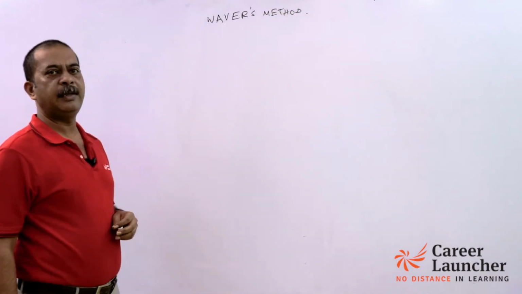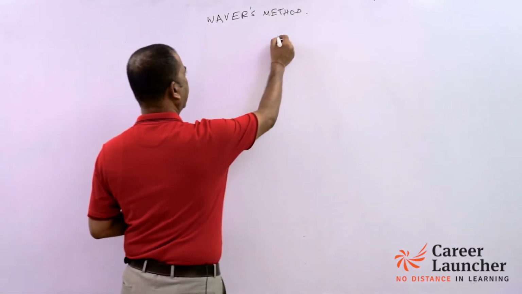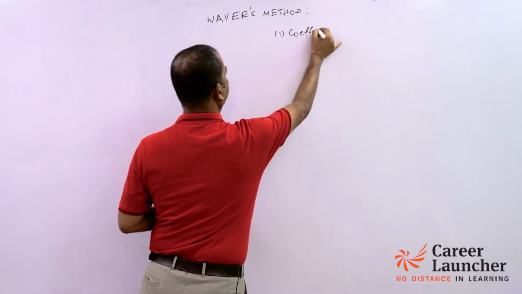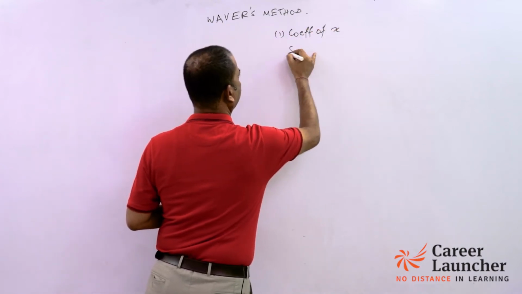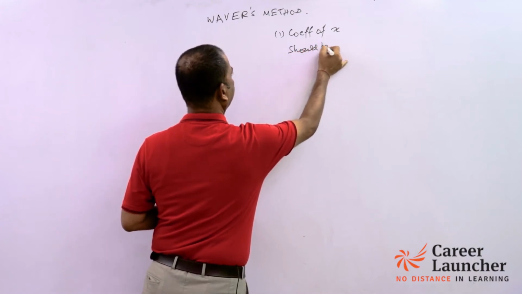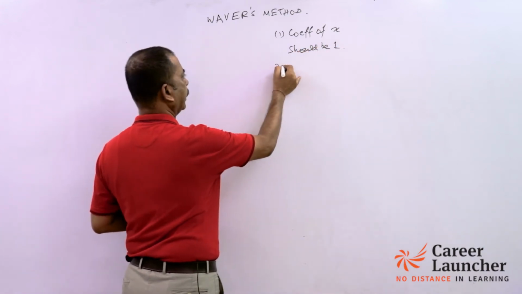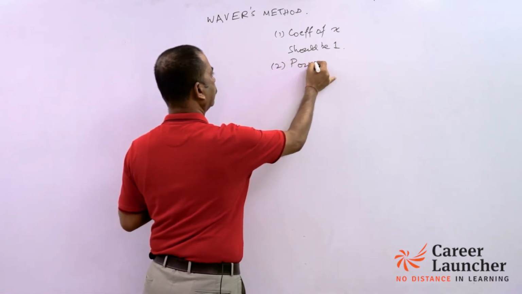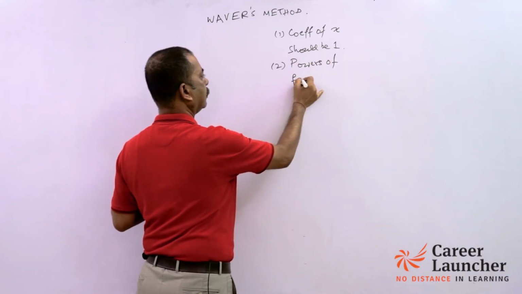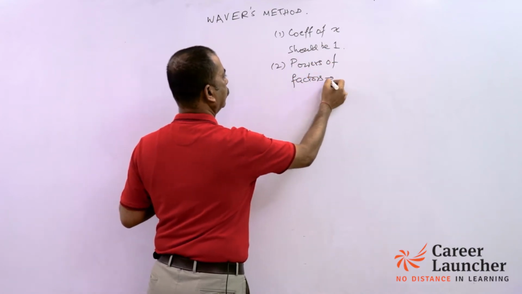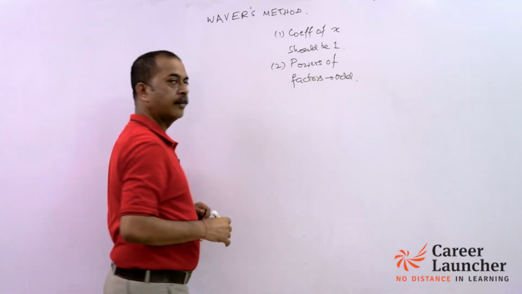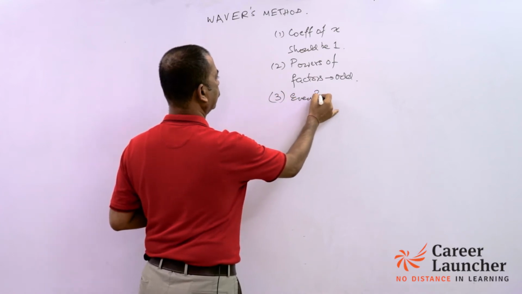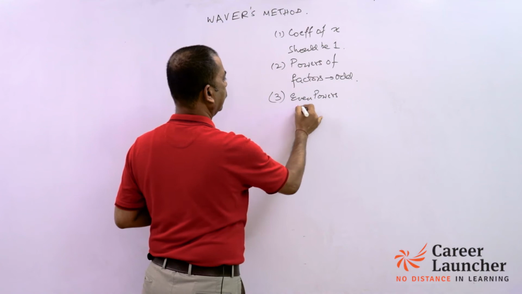To understand Wavy method, we'll make certain parameters first. First parameter says the coefficient of x should be 1, right? Second, when we talk about the powers of the factors, they should be odd, right? And third case, if there are even powers, neglect them.